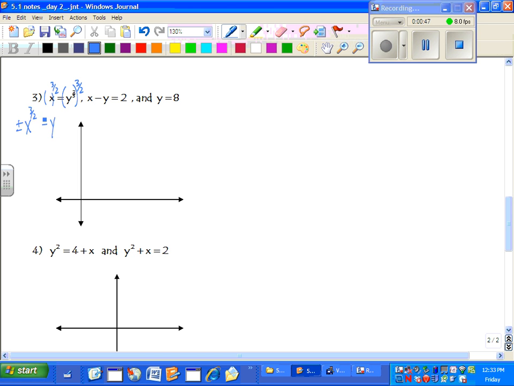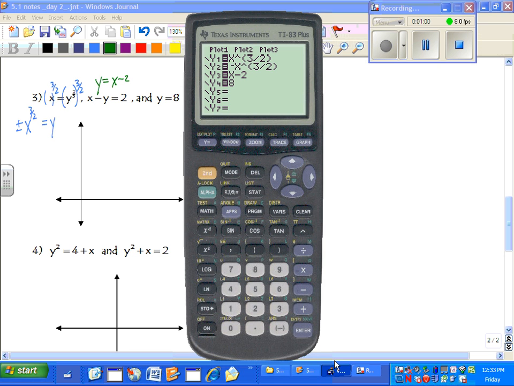So we're going to have two equations that represent this curve. This is just a line. We get y equals x minus 2, and then the horizontal line y equals 8. So we can put those in our calculator. Again, make sure you have a positive x to the 3/2 and a negative x to the 3/2. Make sure you have parentheses around the 3/2 for the exponent part.